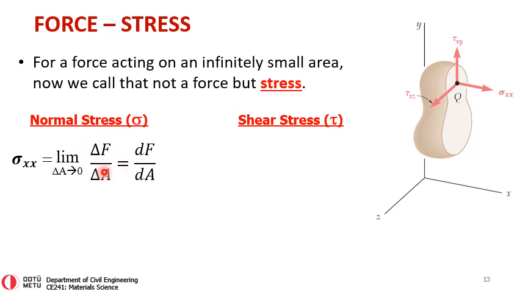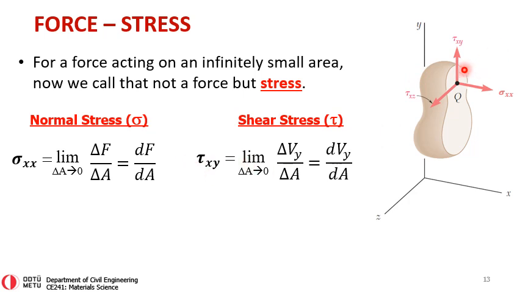Delta F divided by delta A will be termed the normal stress sigma xx. And for the shearing stress, tau xy, we will be calculating the limit as delta A goes to 0 of delta Vy divided by delta A, which we'll call dVy over dA. Similarly, tau xz will be dVz over dA.